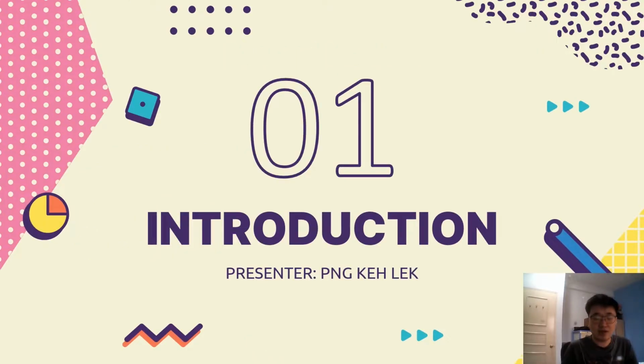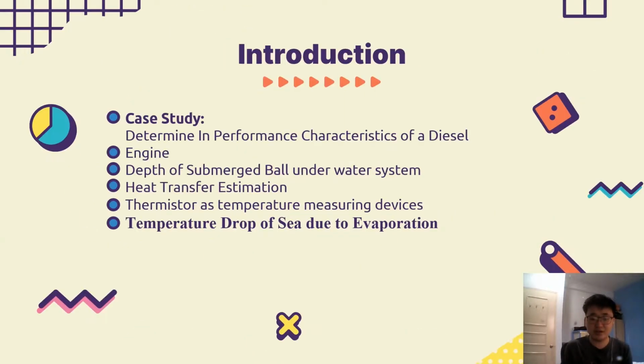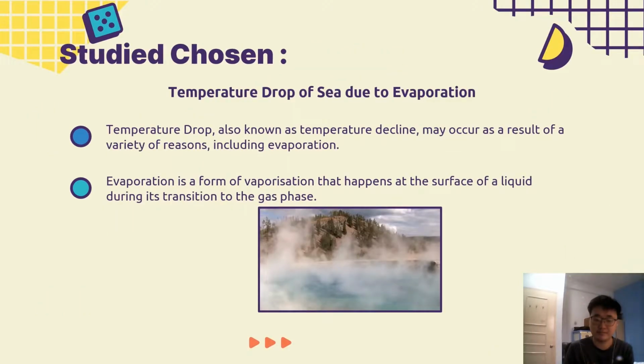Now I would like to present the introduction. In our study case, we have determined 5 real-world problems that could be solved by using the numerical method: the performance characteristics of a diesel engine, the depth of a submersible underwater system, heat transfer estimation, a thermistor as a temperature measuring device, and the temperature drop of the sea due to evaporation. From these 5 studies, we have chosen the temperature drop of the sea due to evaporation.